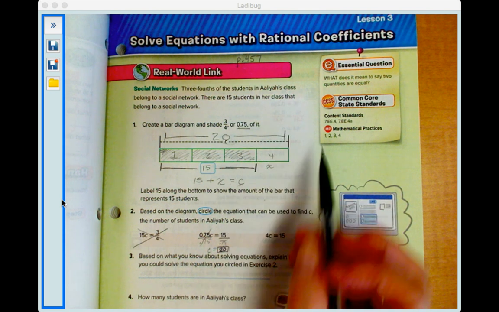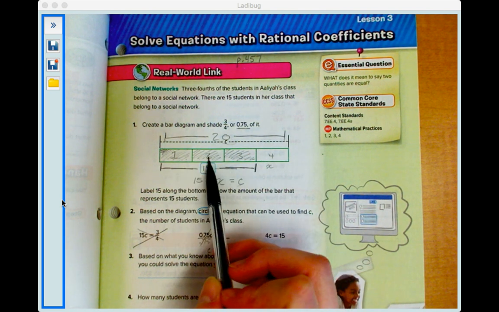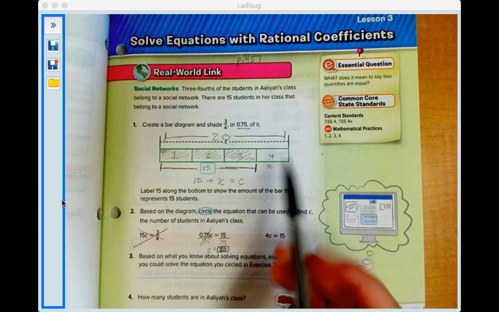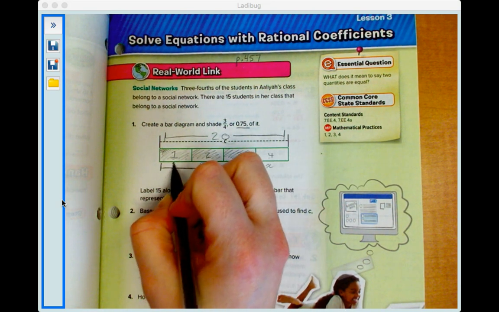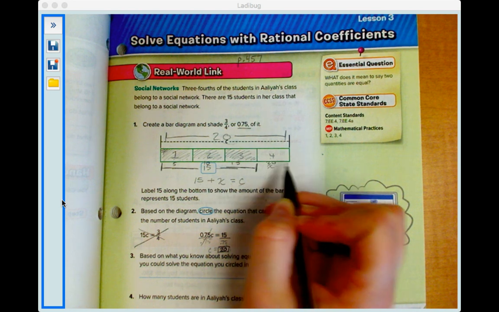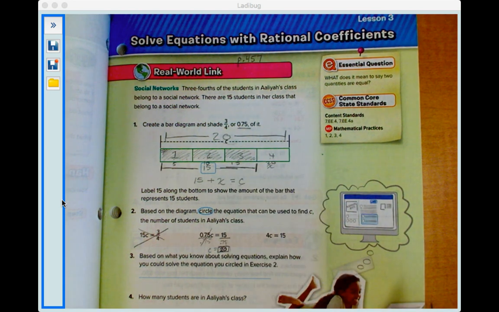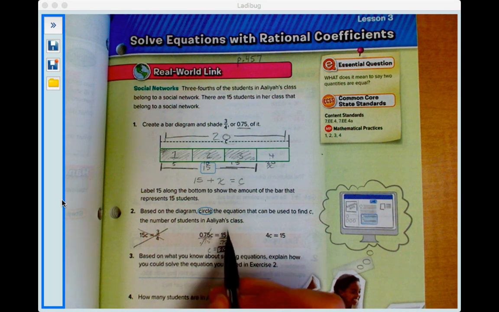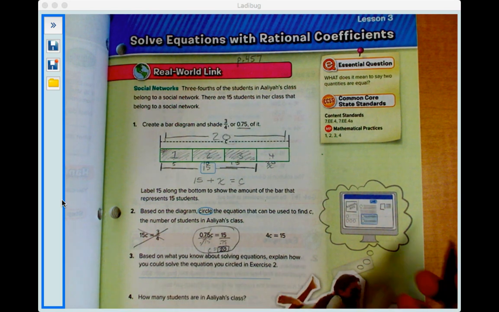If we look right, that would be 5, 10, 15, 20. That's 5 in each of these. That works. So we're going to circle this problem.